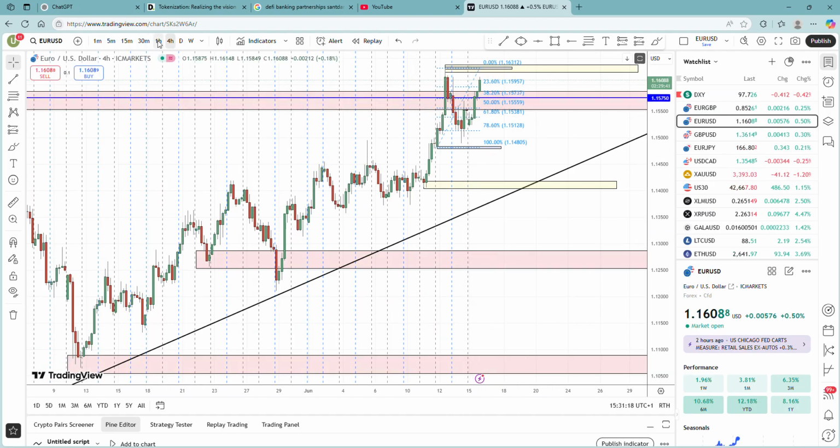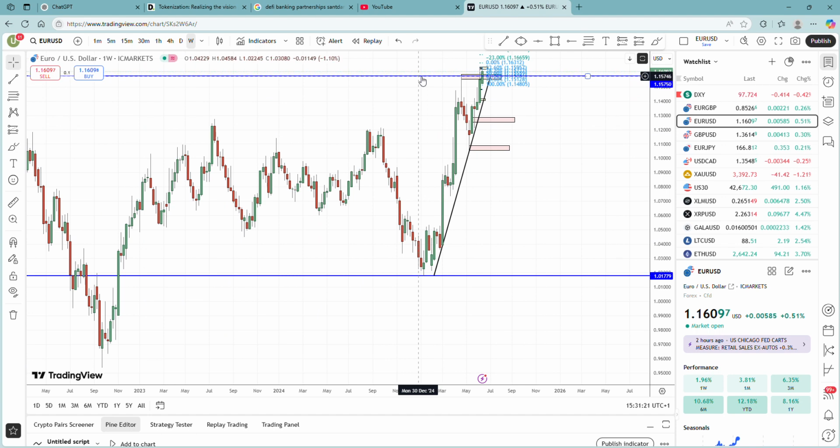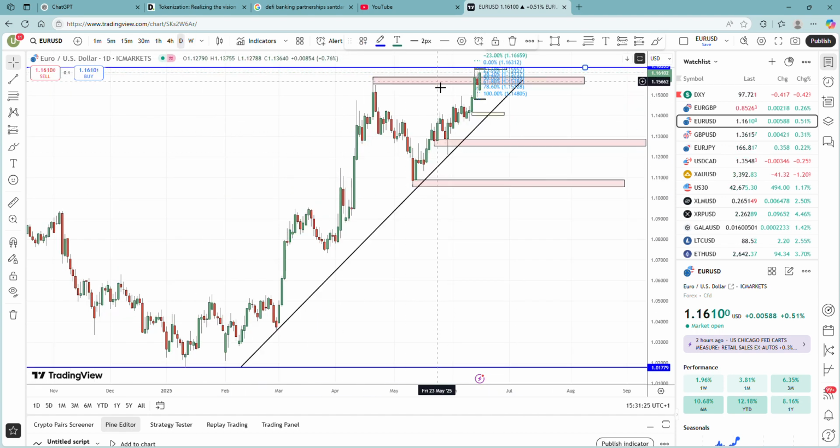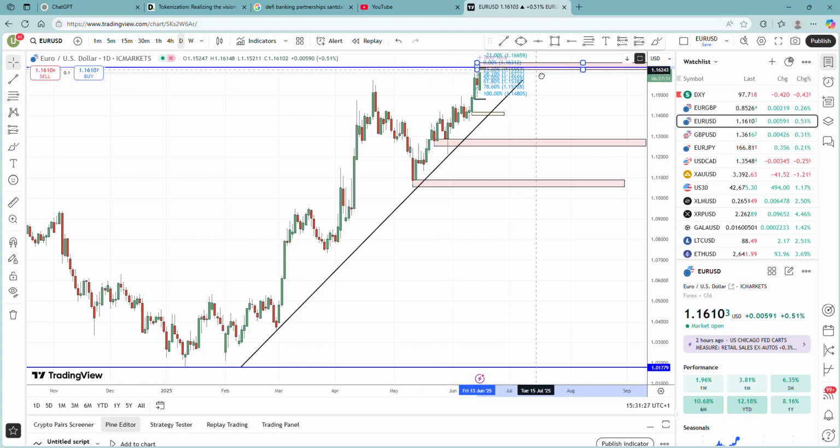So start on the weekly, you can see price at a weekly resistance is potentially going to reject from here on the weekly time frame. You then go to a daily. Here's your most recent high. Here is your most recent high low.